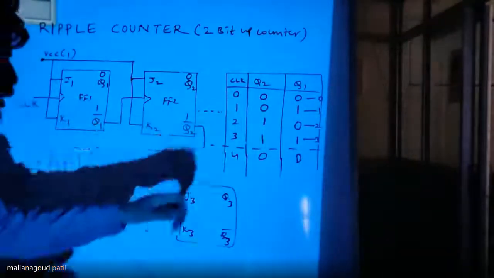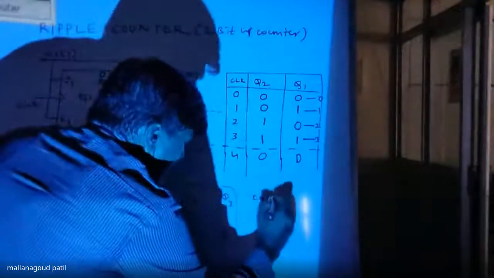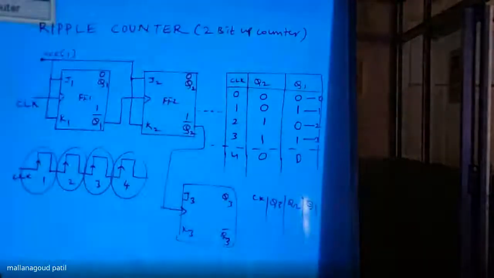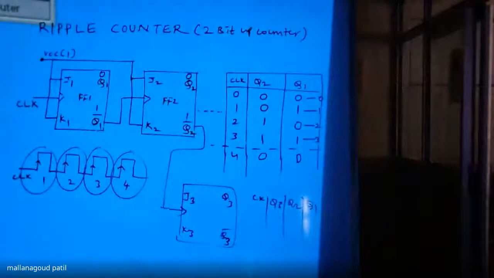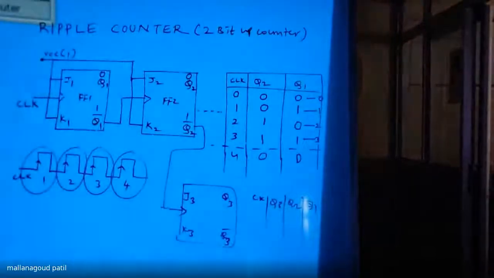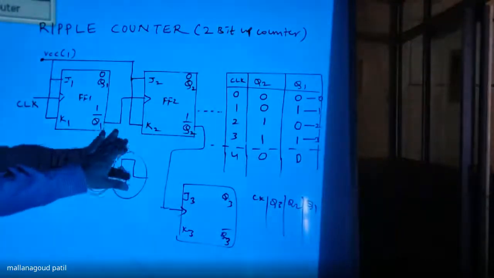Now your table should be like this. Here we have the clock, Q3, Q2, Q1. This is the table. 3 bit means initially all are 0, finally all are 1. That is the up counter.